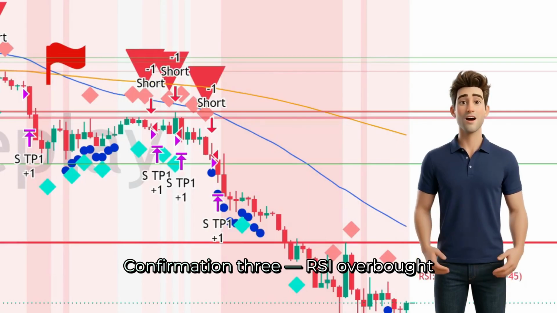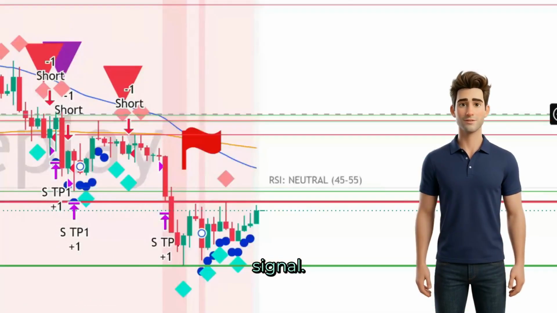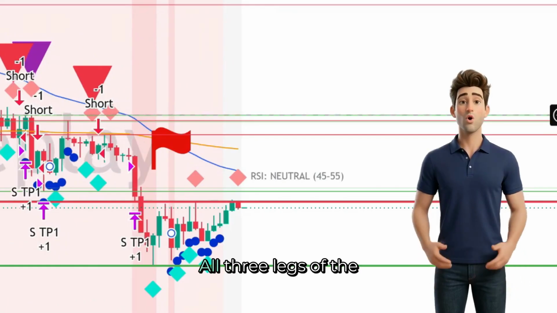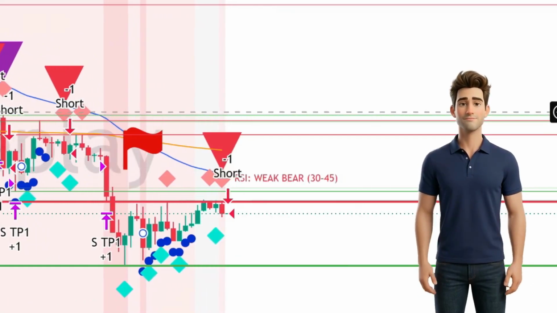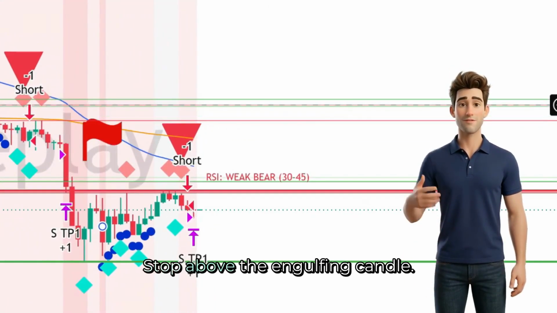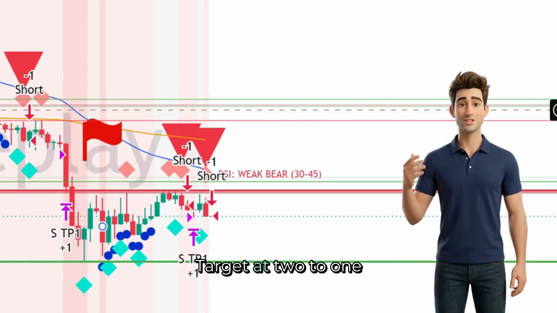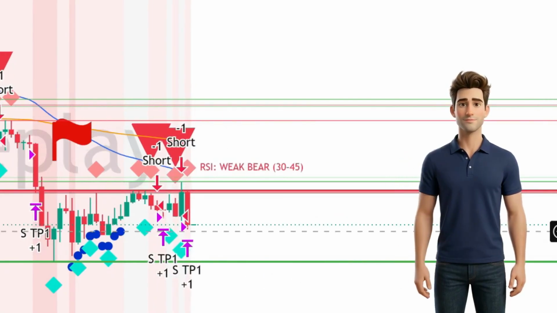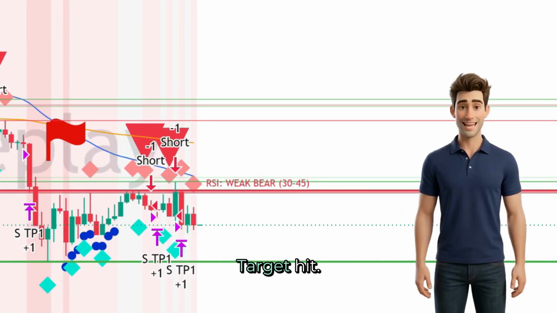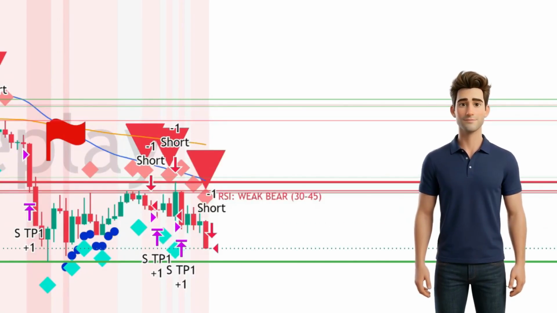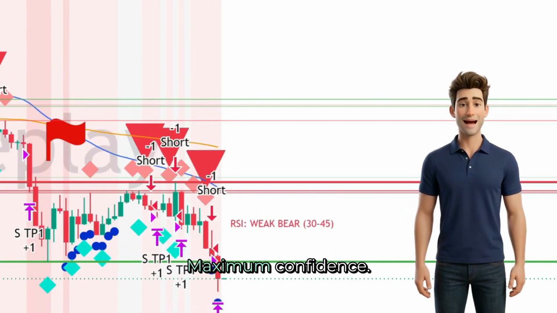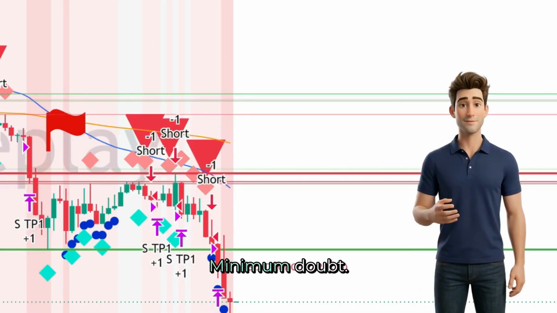Confirmation 3, RSI, overbought signal. Third leg confirmed. All 3 legs of the stool are in place. We enter short, stop above the engulfing candle, target at 2-to-1 risk reward. Price drops, target hit. Clean winner. 3 confirmations, maximum confidence, minimum doubt.